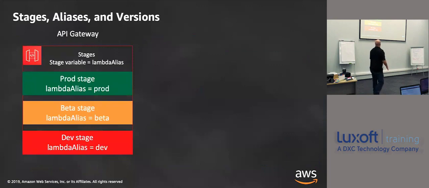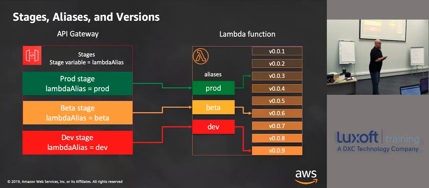So this goes back to the idea on Lambda. When we're dealing with Lambda, we can do stages. These are the stage variables I was talking about. I might have multiple stages on the API Gateway, a beta, a dev, and a prod, and I can map those to specific Lambda versions. Lambda has aliases and versions. So my alias would be prod, and my versions would be like version 3, version 6, version 9.